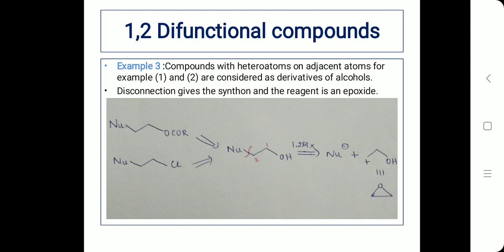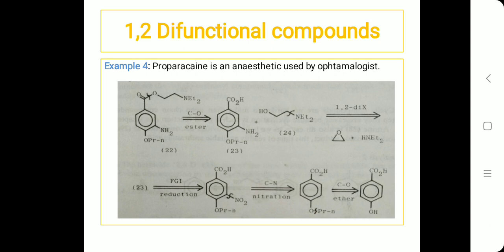After disconnecting, we are going to write down the synthetic equivalents, which is going to be NuH, and Nu minus is the synthon, and the synthetic equivalent is going to be a proton abstraction of the hydroxyl by the nucleophile, which is going to give us the NuH, and then the epoxide. So these two are the starting materials, and these two starting materials can be used for the synthesis of the target molecule, which has the ester functional group and the chloride functional group. So this is another kind of example wherein you have to convert the functional group to alcohol and then do the 1,2 disconnection. Next, let us study example 4.